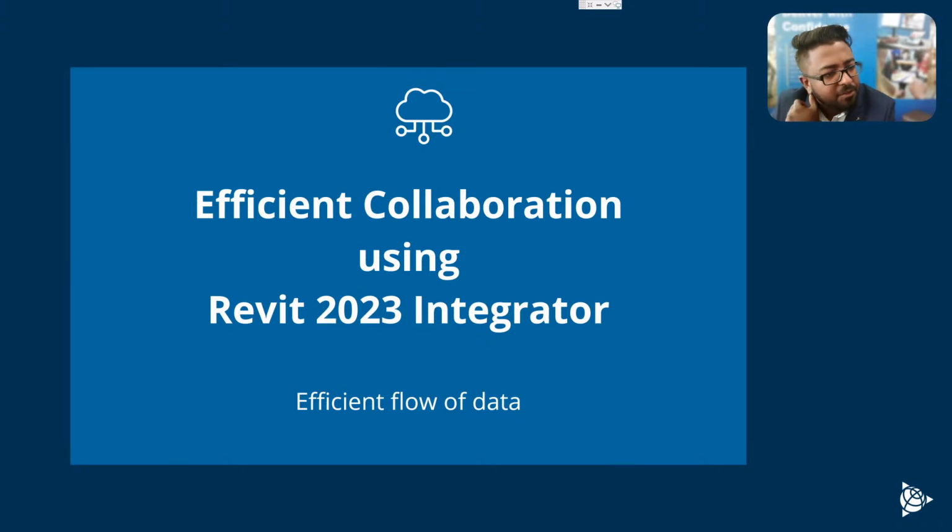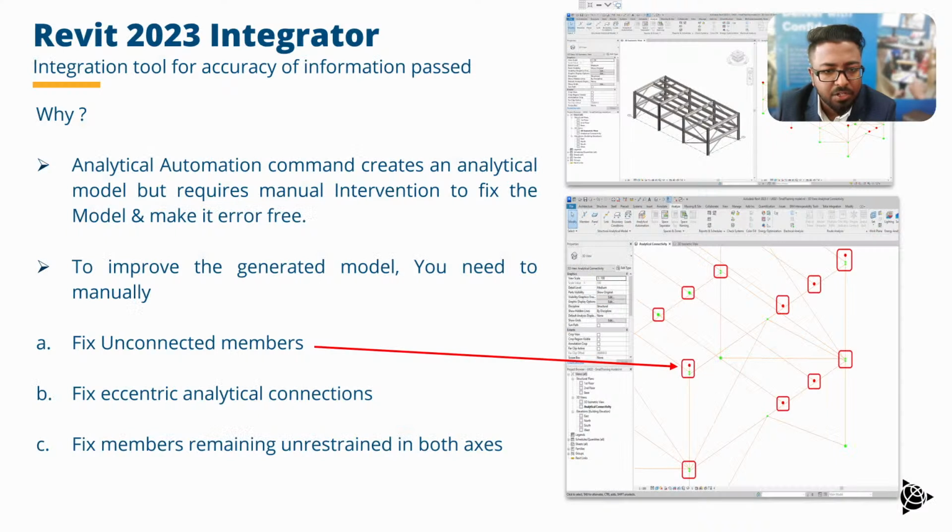You can also have efficient collaboration using the Revit 2023 integrator. Structural engineers in engineering offices using both Revit and Tekla Structural Designer generally face a problem when you export a model from one product to another product. The output is not connected altogether.